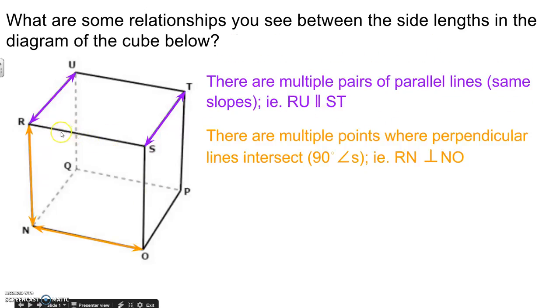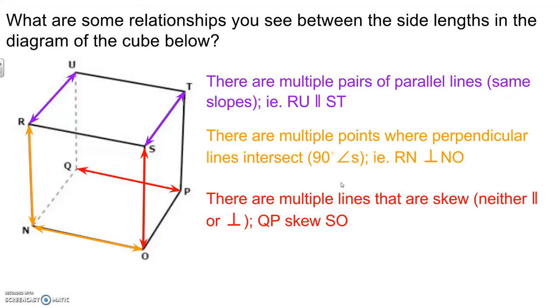Another relationship is there are multiple points where perpendicular lines intersect. If lines are perpendicular, they form 90-degree angles because their slopes are opposite and reciprocal. And the symbol here, the upside down T, represents perpendicular. So RN is perpendicular to NO.